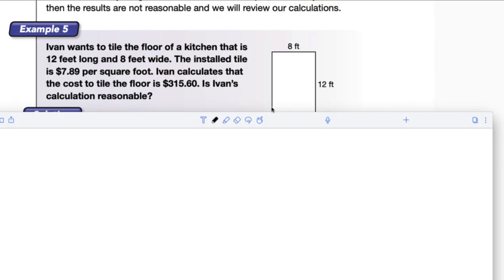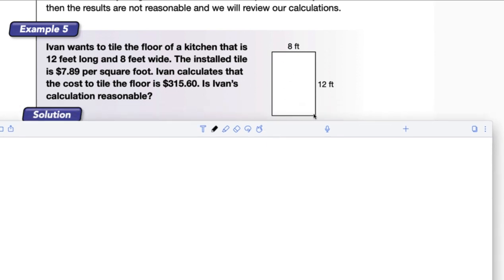Here in example 5, we've got Ivan who wants to tile the floor of a kitchen that is 12 feet long and 8 feet wide. The installed tile costs $7.89 per square foot. Ivan calculates that the cost of the tile for the floor will be about $315.60. Is Ivan's calculation reasonable? Well, let's help Ivan out a little bit. We see he's got a lot of space to tile. Let's take a visual here. And the square feet that he has here will be 8 by 12.